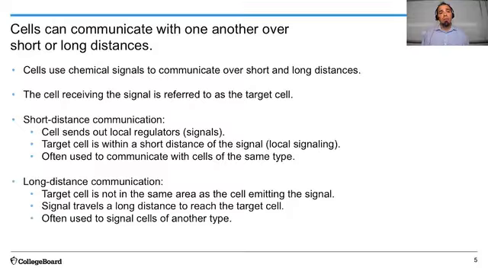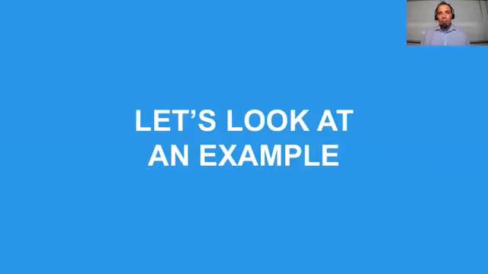Long distance is a little different. The target cell is not in the same area as the cell emitting the signal. So if you think about a message traveling through your body, say from your head down into your abdomen or one of those organs there, the cells are not the same. The cell emitting the signal may be different than the cell receiving the signal. So the signal travels a long distance to reach a target cell. It's often used to signal cells of another type. Hopefully you followed that. But anyways, let's look at an example.